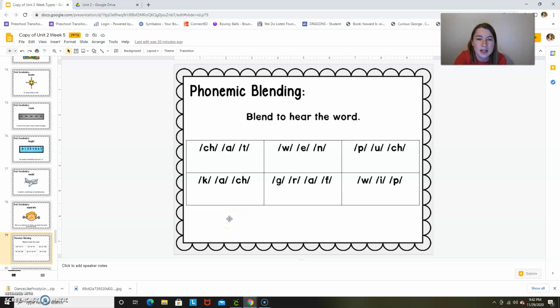I'm going to say the sound. You guys are going to blend it together. Are you ready? Ch-at. What's the word? Chat. Good job. W-e-n. What's the word? Win. Good job. Sh. What's the word? Hut. What's the word? Touch. Okay, the next one. Cash. Good job. Graph. What's that word? Graph. Good job. Whip. What's that word? Whip. Good job.